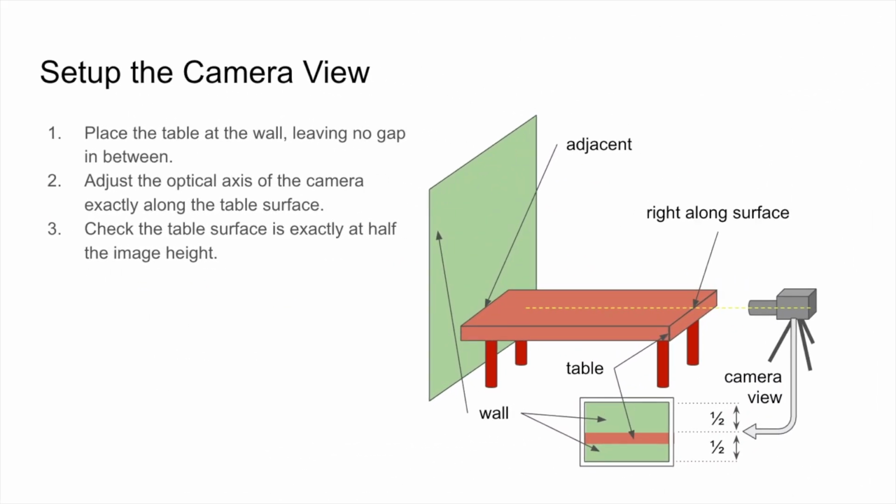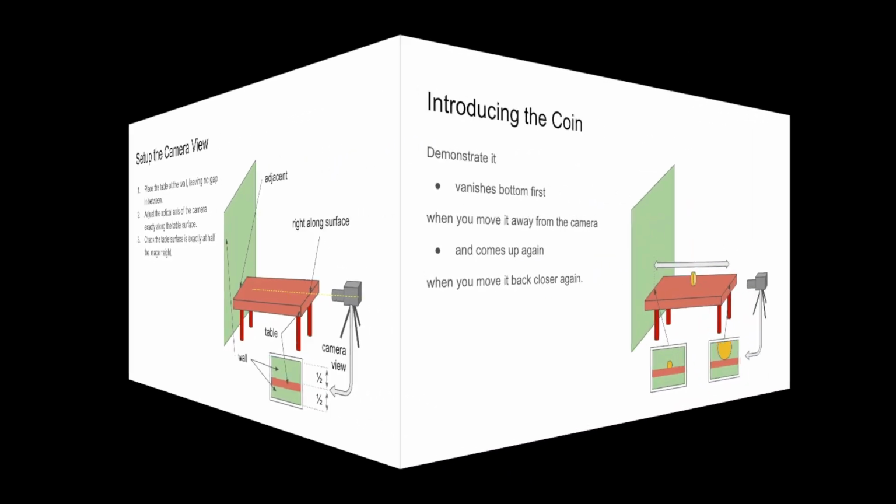Set up the camera view. Place the table at the wall, leaving no gap in between. Adjust the optical axis of the camera exactly along the table surface. Check the table surface is exactly at half the image height.